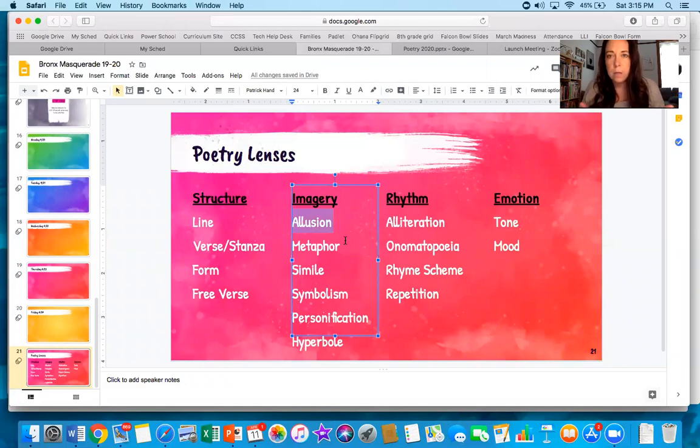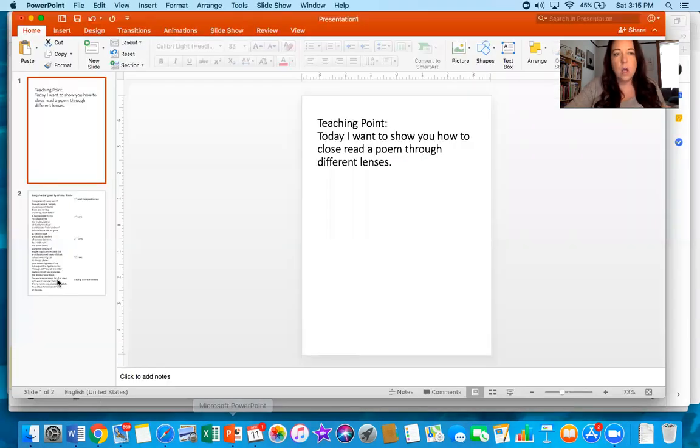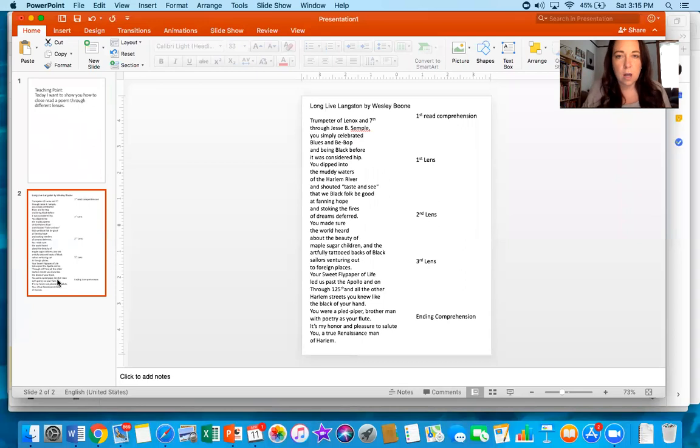I didn't make a slide for this, but just so you're aware, an allusion is like a word that has this other meaning. If you think about inside jokes your friends have, this actually just happened to me last week, where one of my friends posted this beautiful Facebook message, and within it there was this line, "You are the smartest girl I know." That is an inside joke in our friend group that is alluding to something different. So today, as we read this poem by Wesley Boone called Long Live Langston, we're going to be looking for things that are alluding to other things, okay?